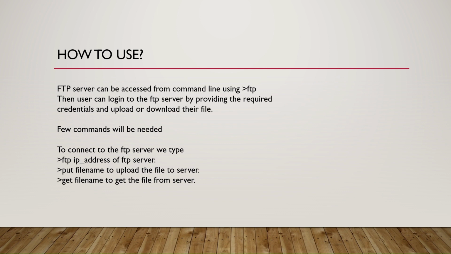To connect to the FTP server, we type FTP and the IP address of our FTP server. Suppose we want to upload a file to the FTP server, we simply type put and the file name, and the file will be uploaded to the server. If we want to get a file from the server, we type get and the file name, to download the file from the server.